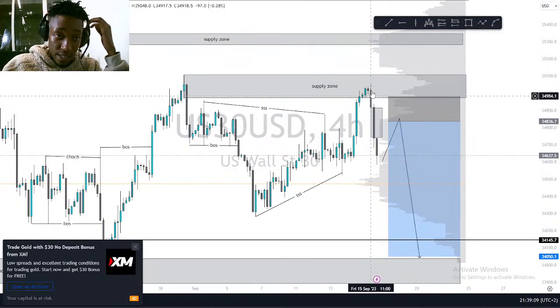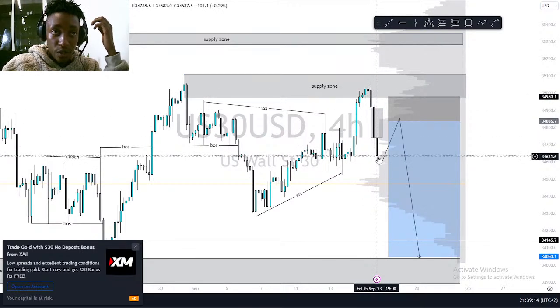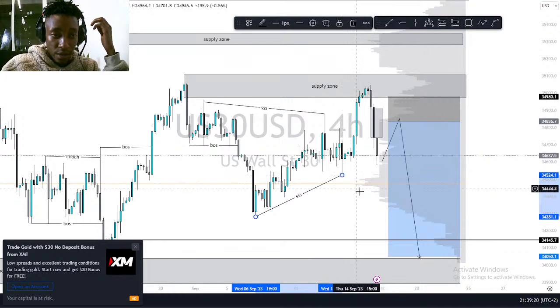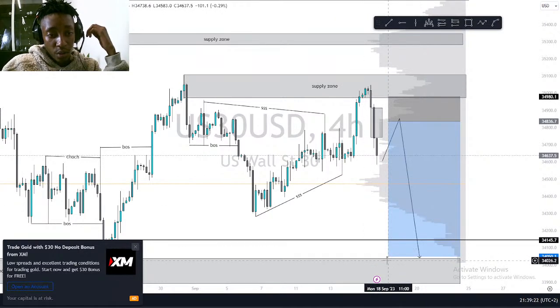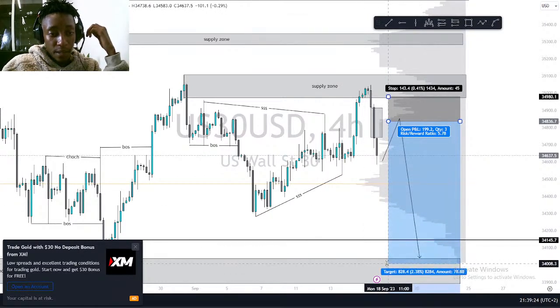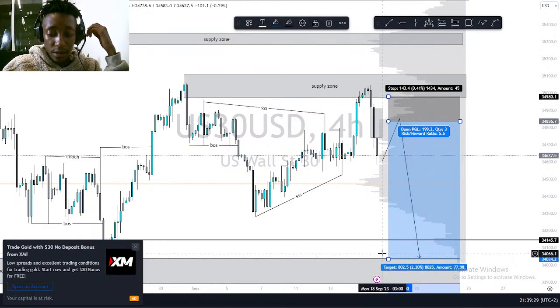You can see these three candlesticks, you understand, on H4 time frame. They have a lot of momentum. There's a lot of volume to the downside. So this is what we are expecting. This is our setup for this week.